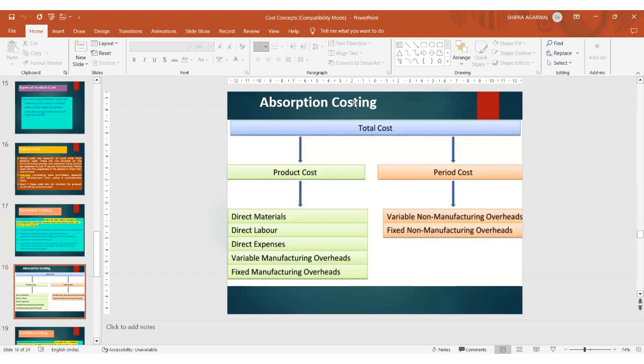When I talk about absorption costing, I categorize my total cost, as you know, into either product cost or period cost. Under product cost, I include the cost without which you cannot manufacture the product, right? So that means all the variable components: direct material, direct labor, direct expenses, and variable manufacturing overheads. But as I told you, absorption costing is full costing, so even fixed manufacturing overheads are a part of your product cost. Apart from that, all non-manufacturing overheads, whether variable or fixed, are a part of period cost, right?